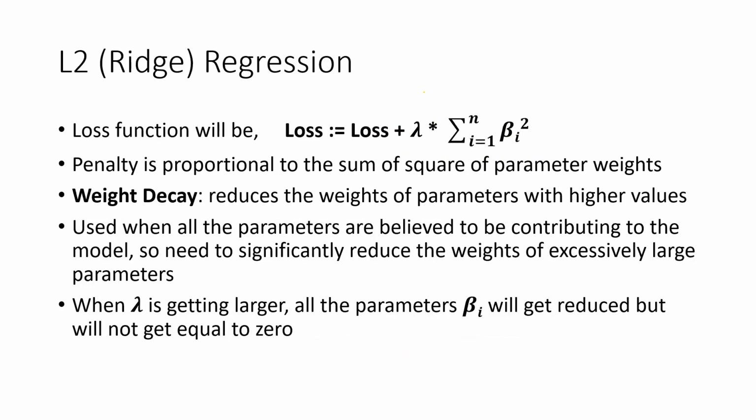So the second type is the ridge regression or the L2 regression. We have lambda times beta 1 square. So the penalty is proportional to the sum of squares of parameter weights. So instead of using the absolute value of the parameter weight, we take the square of the parameter weight, which is also a positive number, and multiply it with this constant and add it to the loss. So this is known as the weight decay, right?